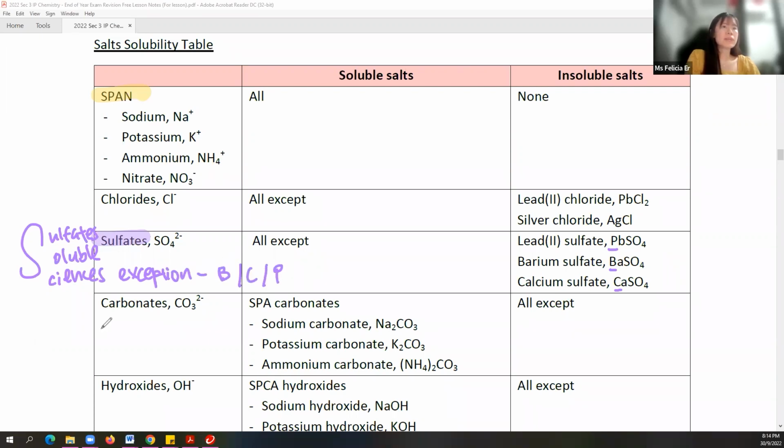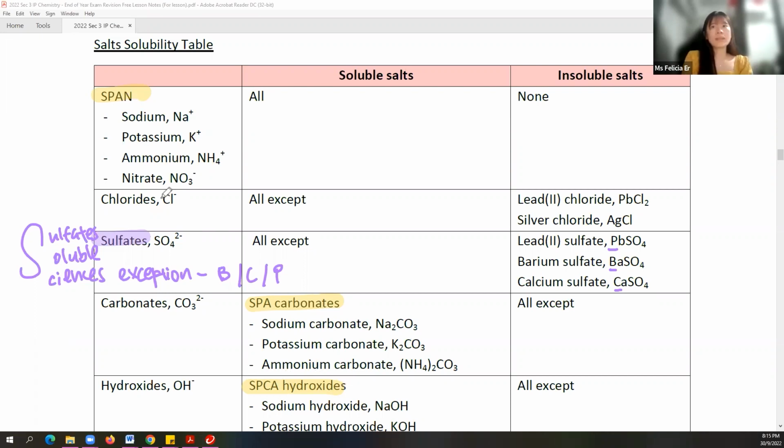BCP. So then for carbonates, also easy to remember because carbonates is the same as on top, which is SPAN. Only the SPA carbonates are soluble, then the rest will be insoluble. If you notice, I never include N because N is negative. Carbonate is also negative. You don't have a chemical formula that has 2 negatives, because both with the same charge will repel. Just like magnets, if both are north pole, they will repel. That's why you cannot have nitrate and carbonate together. So I just choose the positive ones, which is S, P, and A. Then hydroxide is also similar, but add 1 more letter, C. So it's just SPCA, like the Animal Shelter Organization.